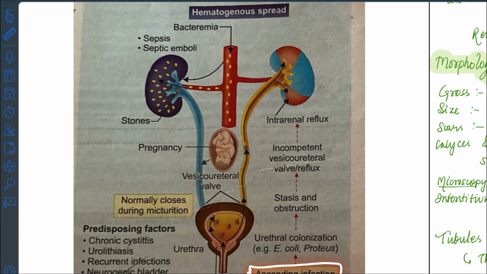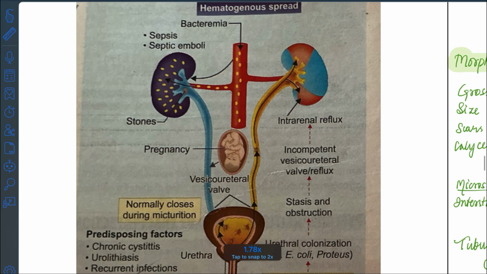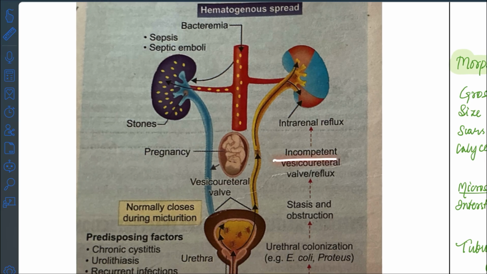What happens in this ascending infection is that some bacteria like E. coli and Proteus colonize in the urethra. It can be due to several reasons. After colonization, they may move up and lead to stasis and obstruction. The stasis and obstruction can cause incompetent vesicourethral valve or reflux, seen here in this route.